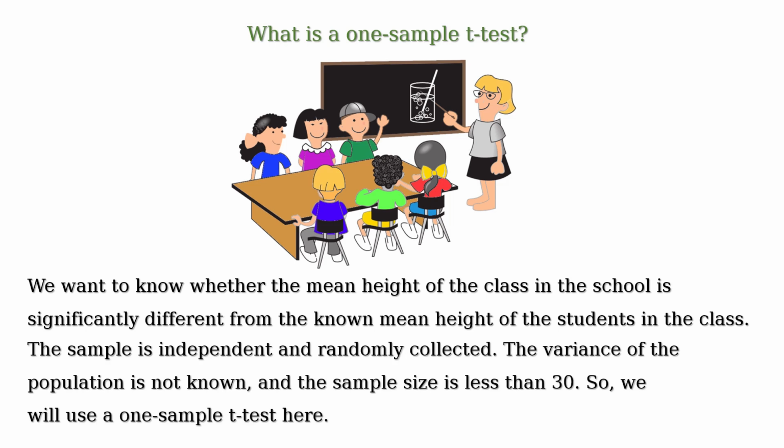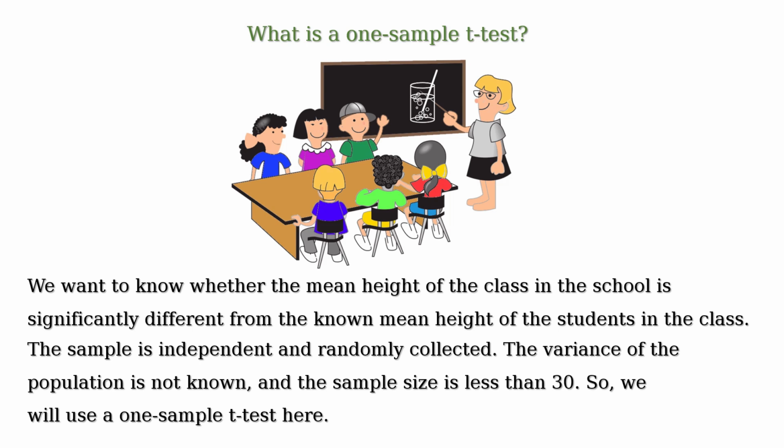Here, the sample is independent and randomly collected. The variance of the population is not known and the sample size is less than 30. So, we will use a one-sample t-test here.